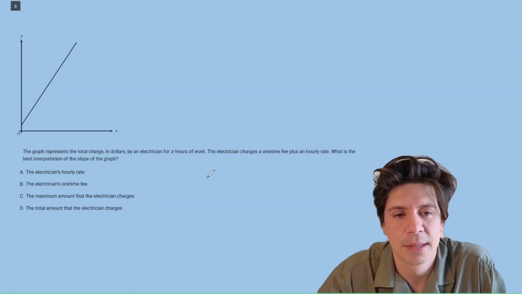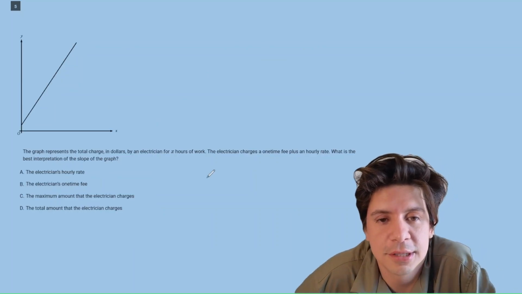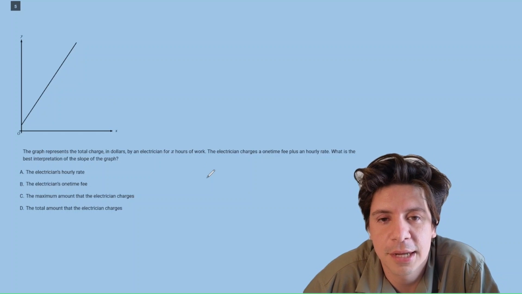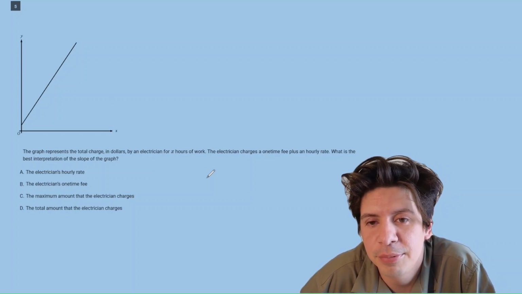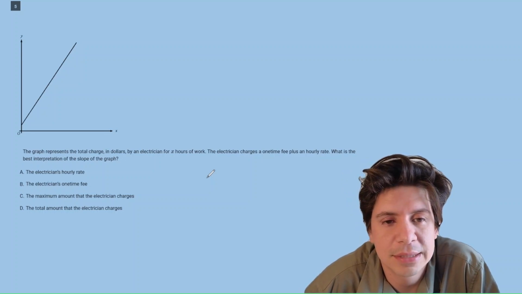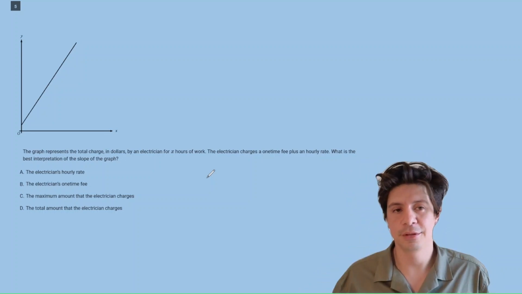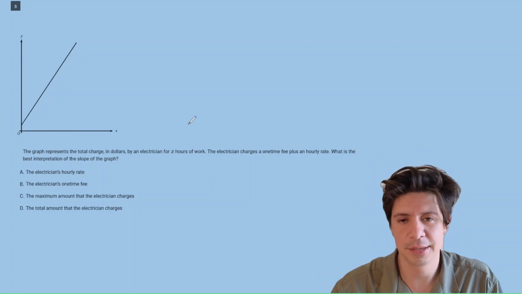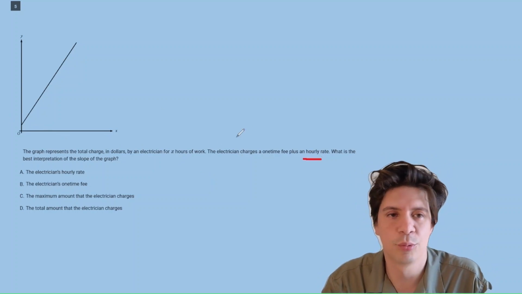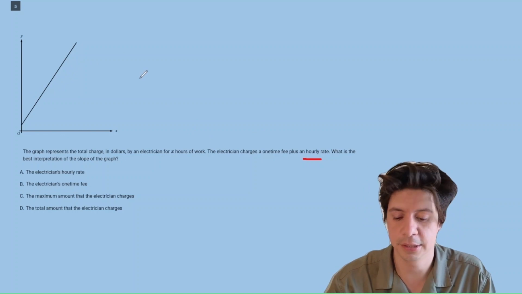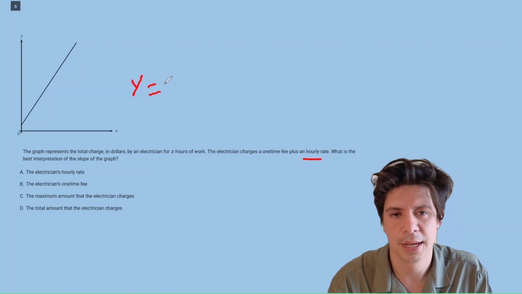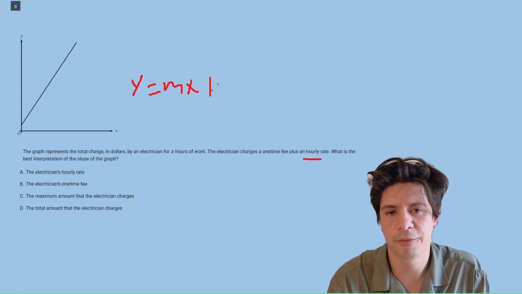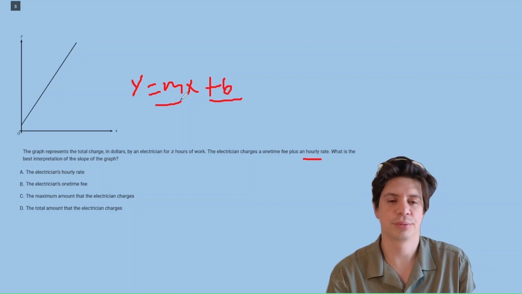The graph represents the total charge in dollars by an electrician for X hours of work. The electrician charges a one-time fee plus an hourly rate. What is the best interpretation of the slope of the graph? So this is a straight line, right? They mentioned hourly rate. When you see that, you're thinking y equals mx plus b, right? And as a quick refresher, the b is the y-intercept, the m is the slope.